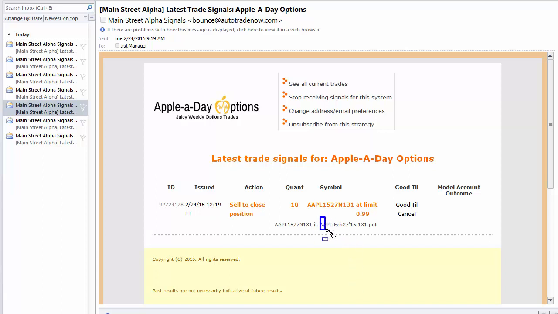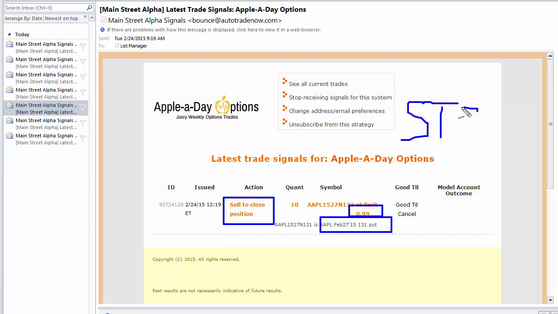Okay, this is the contract here, and right above it, 99 cents is the price, at limit 99 cents. So sell to close the 10 that were just bought at 99 cents. The previous order was to purchase at 62 cents, and now this is a sell to close. The acronym for this would be something like STC, but we write it out for you. So it's sell.